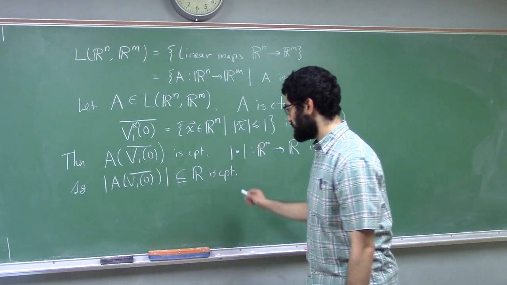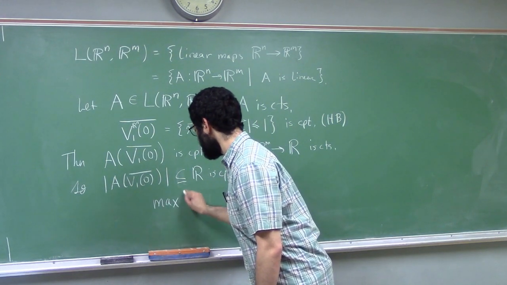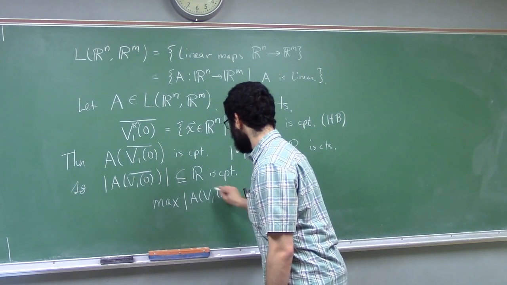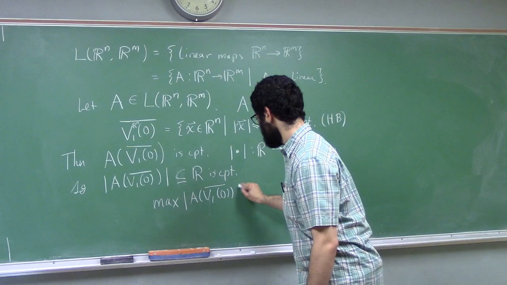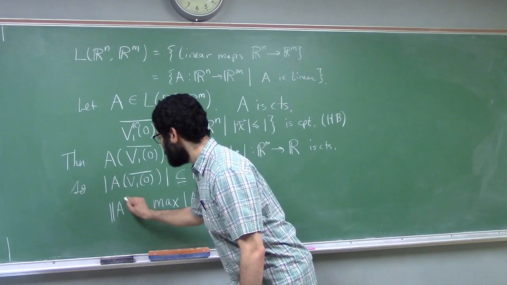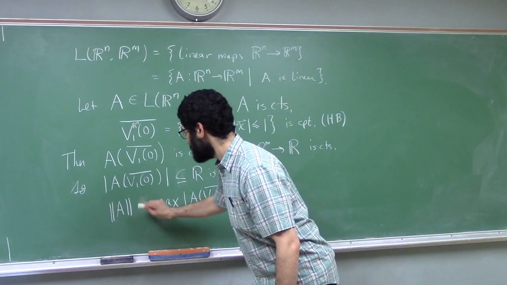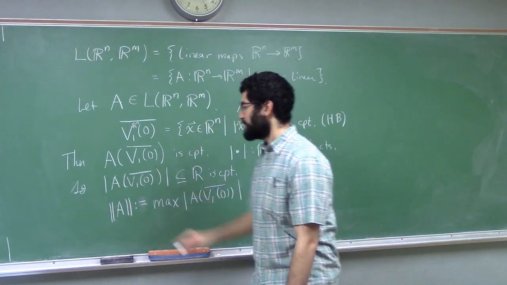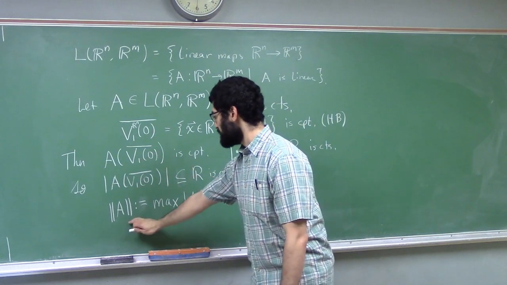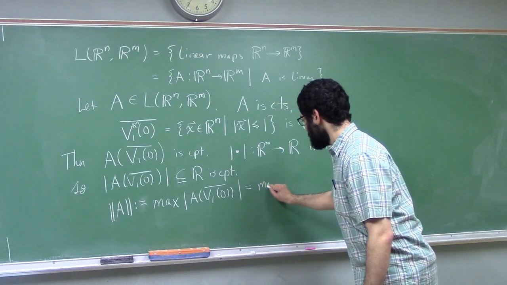We'll always have a max. So the max of this set exists, and we define that to be the norm of A. So this is a new thing: the norm of a matrix, or a linear map. It could be represented by a matrix. So the norm of a linear map is defined like this. Here's another way of writing it. Take the max of this set.